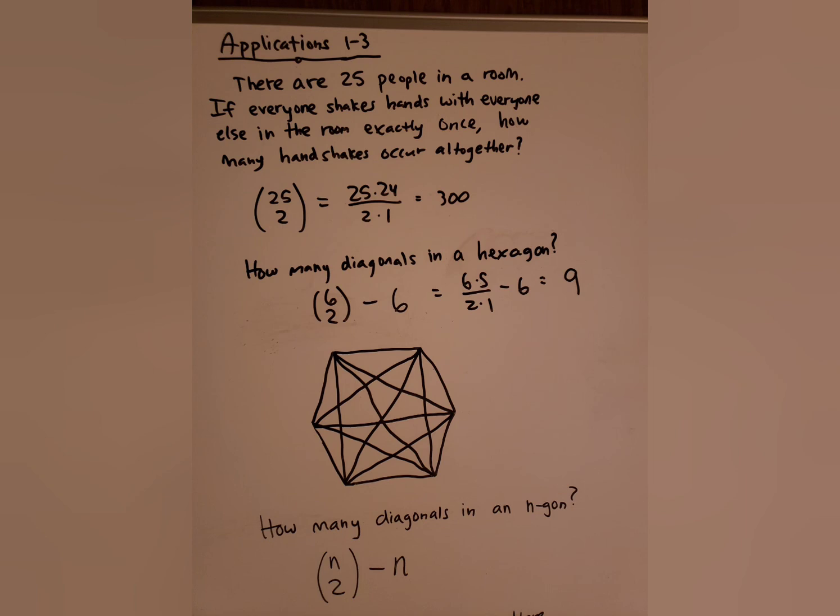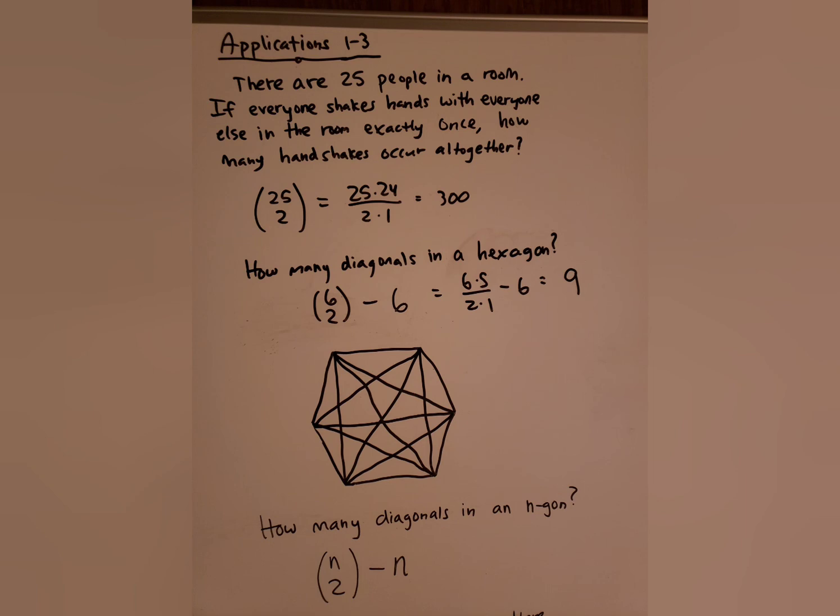Our first application of combinations refers to handshaking. If there are 25 people in a room and everyone shakes hands with everyone else, there's going to be a total of 25 choose 2 handshakes that will occur.